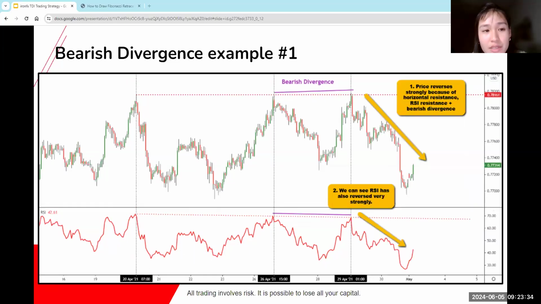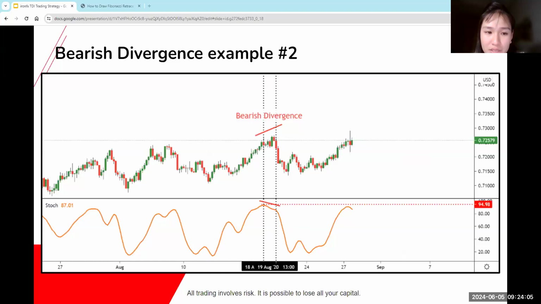Okay, so the result of that is that we see our RSI has reversed very strongly, and our price has also reversed because of a combination of factors. Firstly, your horizontal resistance, secondly, RSI resistance, and lastly, your bearish divergence. Pretty straightforward so far, I think.